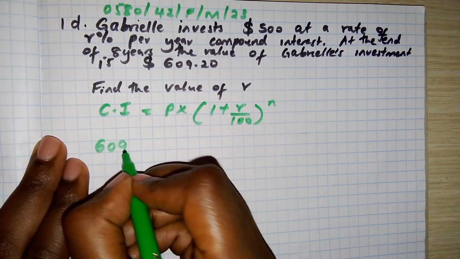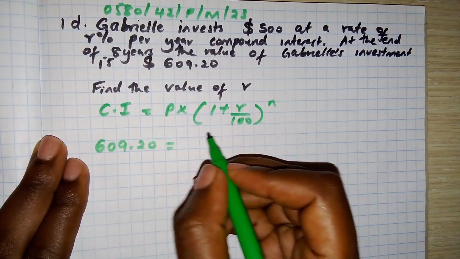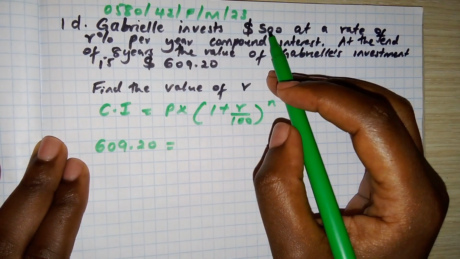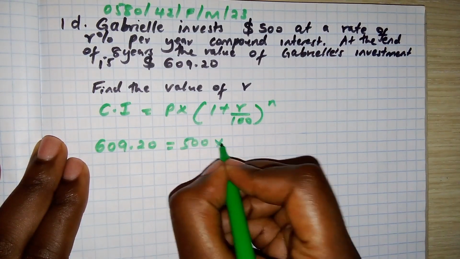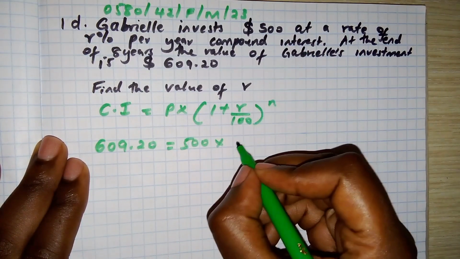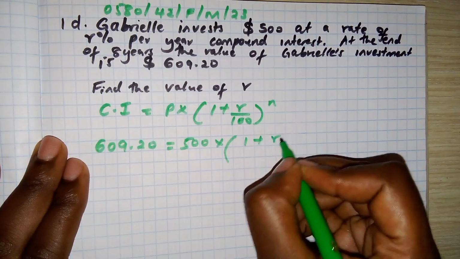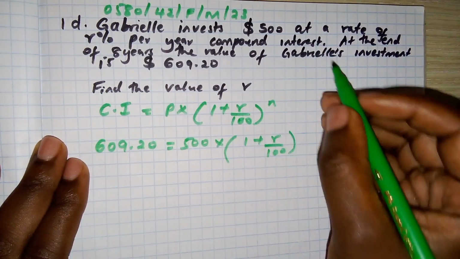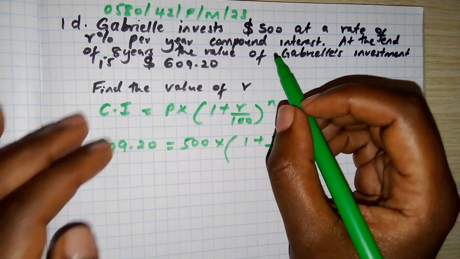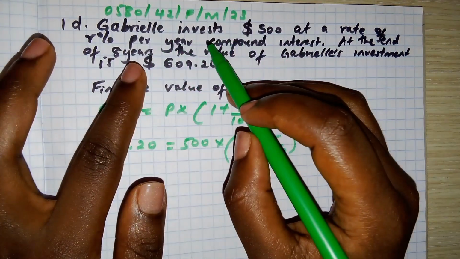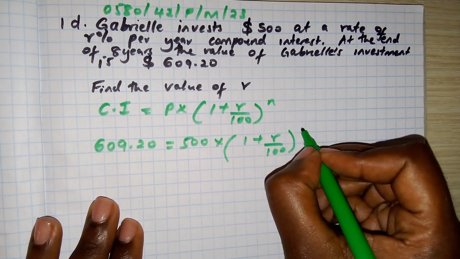So 609.20. P is the initial amount. She invested 500 times 1 plus R over 100. And the N is the number of years, 8 years. So the compound interest per year, so this is 8.